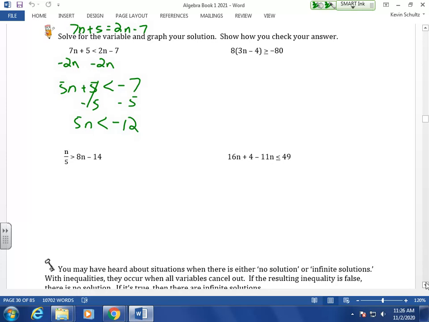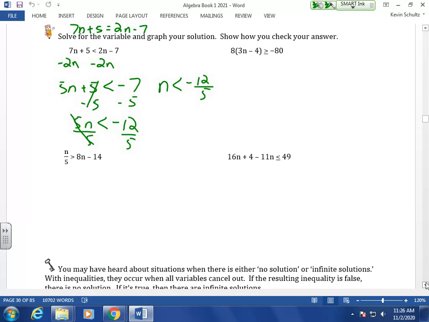And it's not until this step that we really care that it's an inequality symbol, because potentially we might have to flip our symbol. In this case, do we? No. So we're just going to divide both sides by 5. We get n is less than negative 12 fifths. If you want to write that as a decimal, fine. If you want to write it as a mixed number, fine. But improper fractions work just as well.